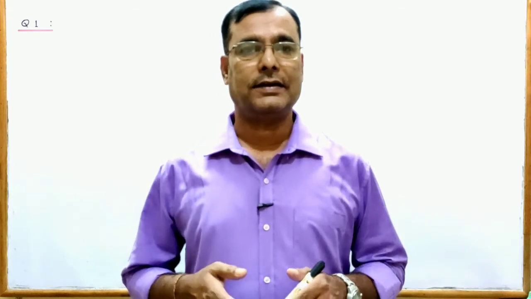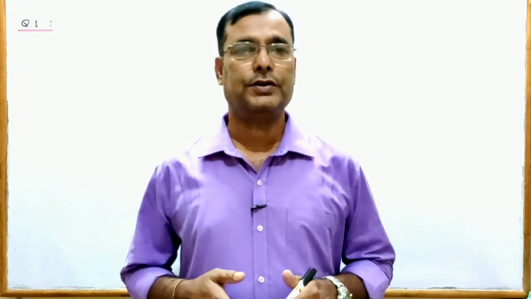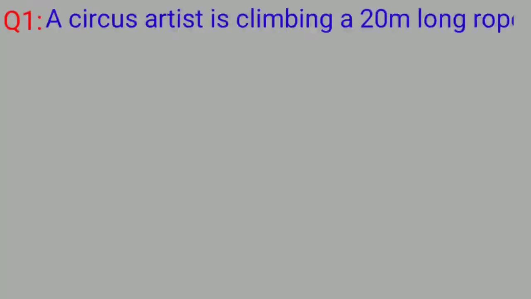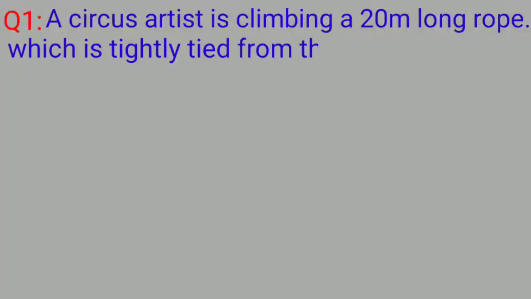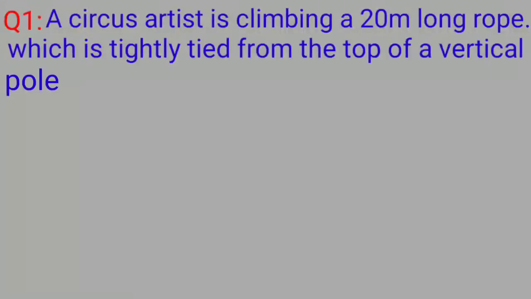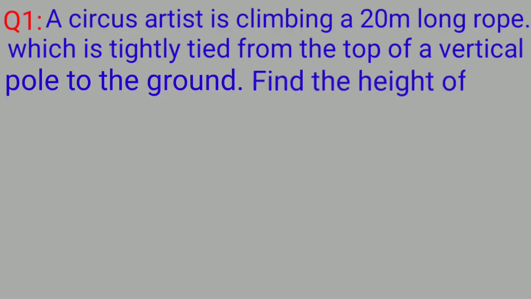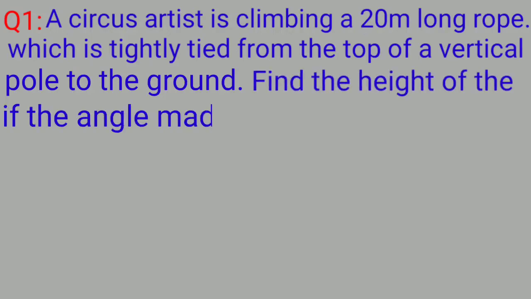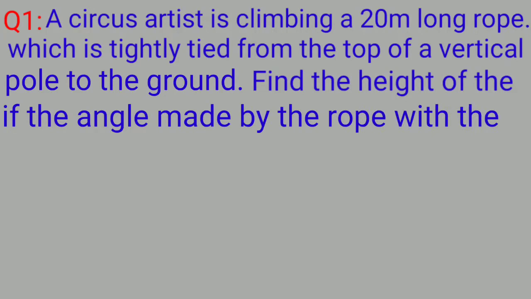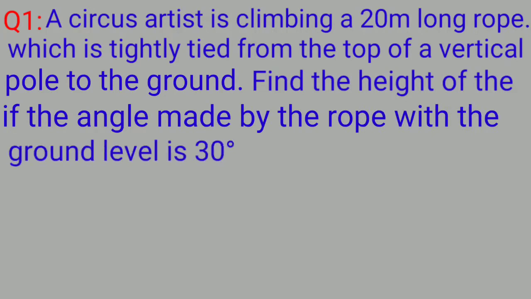Let's start exercise 9.1 with question number 1. A circus artist is climbing a 20-meter long rope which is tightly tied from the top of a vertical pole to the ground. Find the height of the pole if the angle made by the rope with the ground level is 30 degrees. In this question, a figure is given and this figure represents the situation given in the question.